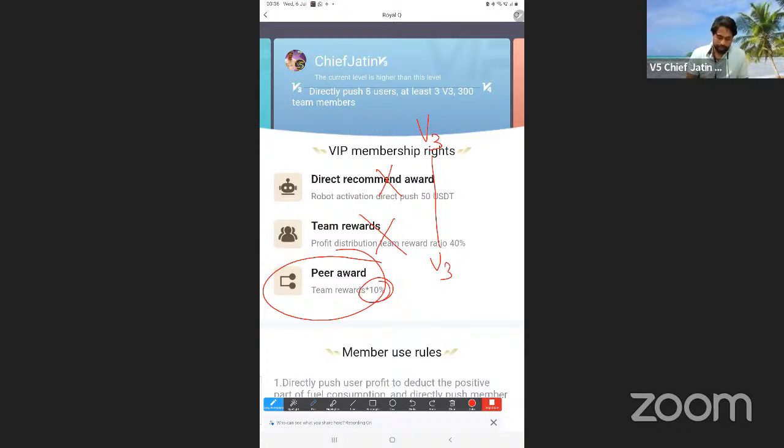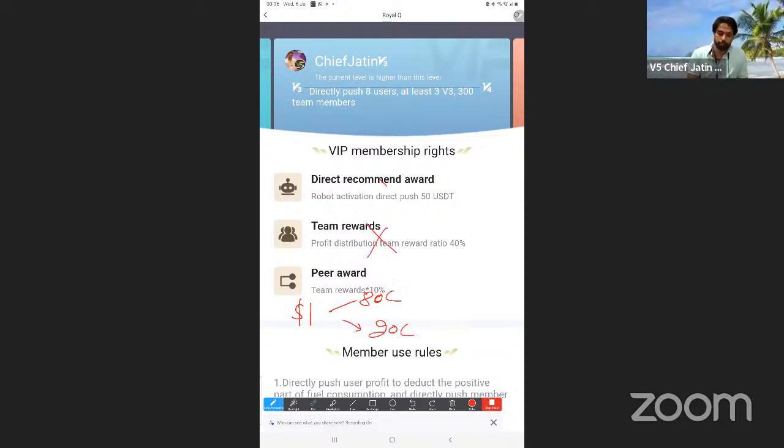Now, as I already told you, if this Royal Q is generating $1 profit for Mr. John, it will be giving 80 cents to Mr. John and 20 cents will be deducted. Now I'm not getting these 2 incomes because I am a V3 and Mr. John has also turned V3. So now what I will get is 10% of this 20 cents. That means I'll get 2 cents, or you can say 2% of the profit.